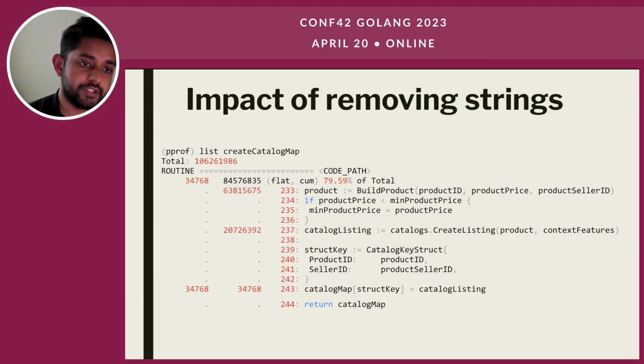So we didn't actually change that much. We just changed how we're representing the exact same data, and we're able to significantly reduce the amount of work that our garbage collector needs to do. So here's one example of how a simple thing like removing strings can actually have a very significant impact on your application's heap usage and therefore its performance.